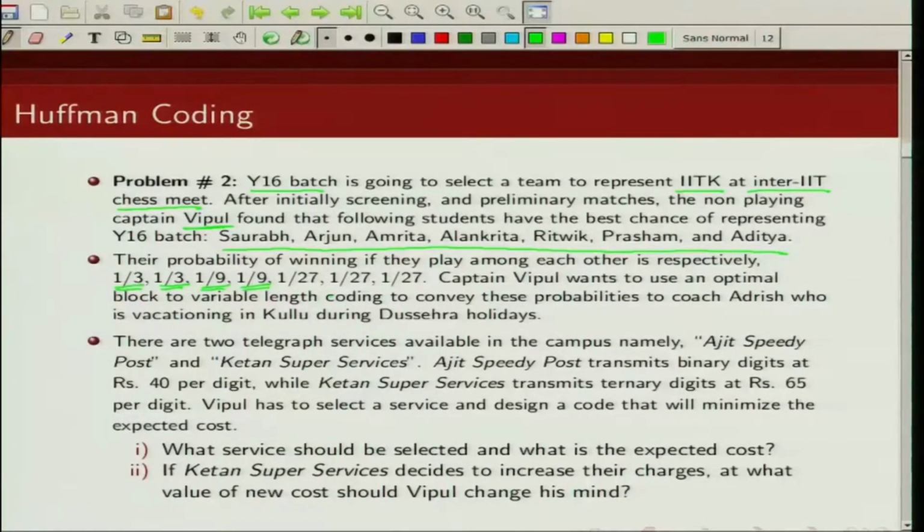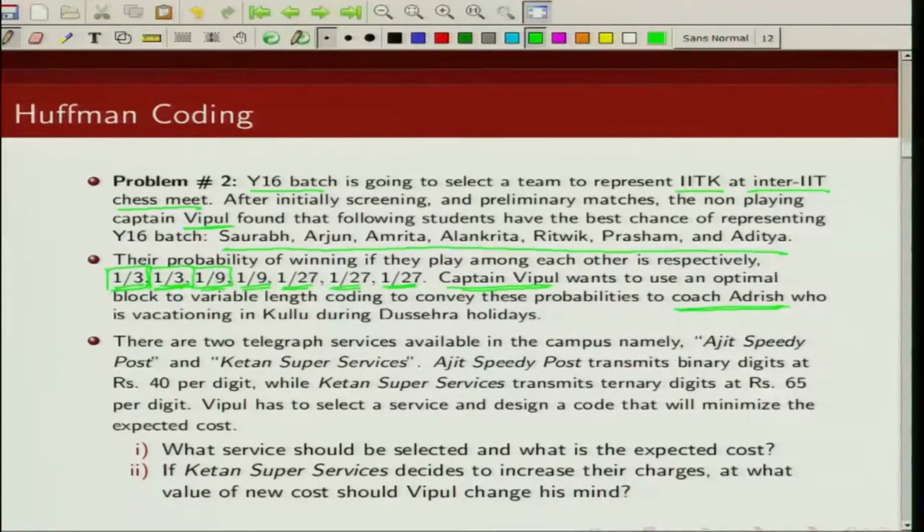So Saurabh won 1/3 of his matches, Arjun won 1/3 of his matches, Amrita won 1/9 of her matches. So these are the probabilities of their winning the match when they played against each other. Now Vipul wants to convey this information to his coach Adrish, who is vacationing in Kullu. So he has to transmit this information to his coach. He has to communicate essentially that these are the probabilities of winning of each of these team members.